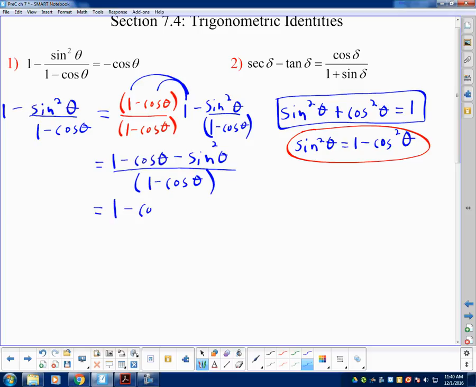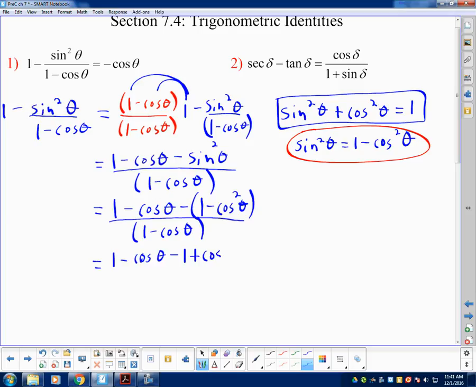So 1 minus cosine theta minus, and then in parentheses I'm going to replace sine squared with 1 minus cosine squared theta. And down here I have 1 minus cosine theta. And I'm leaving the parentheses on there for a reason. You'll see why in just a minute. So if I distribute here, I have 1 minus cosine theta minus 1 plus cosine squared theta all over 1 minus cosine theta.